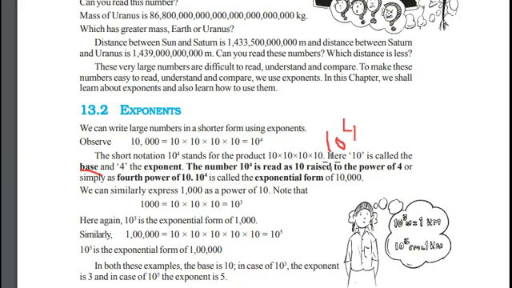The number 10 to the power of 4 is read as 10 raised to the power of 4, or simply 4th power of 10. 10 to the power of 4 is called the exponential form of 10,000. Similarly, we can write 1000 as 10 to the power of 3, which is 10 times 10 times 10. 10 times 10 is equal to 100. 100 times 10 is equal to 1000. Here 10 is the base and 3 is the exponent.